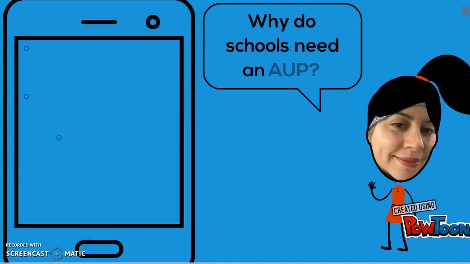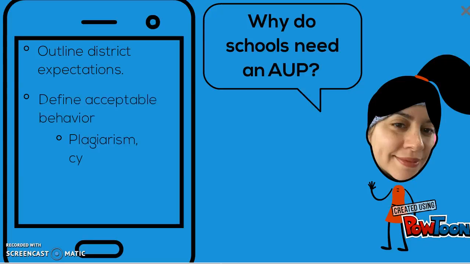Why does a school need an acceptable use policy? It outlines district expectations for technology use, defines what is acceptable and unacceptable behavior, such as policies about plagiarism, visiting non-school related websites, cyberbullying, harassment, and intimidation.